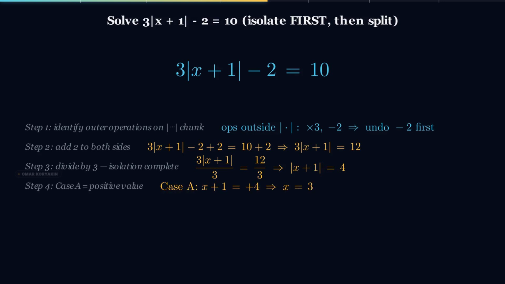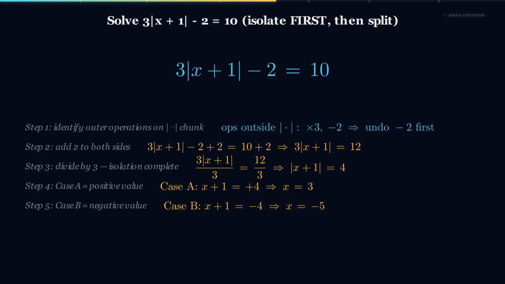Perform the case split. Case 1, x plus 1 equals positive 4, giving x equals 3 after subtracting 1 from both sides. Case 2, x plus 1 equals negative 4, giving x equals negative 5 after subtracting 1 from both sides. Step 5. Verify both solutions.